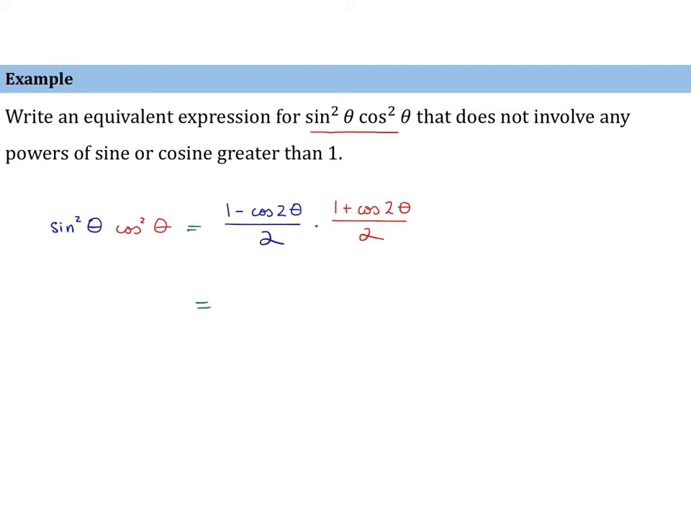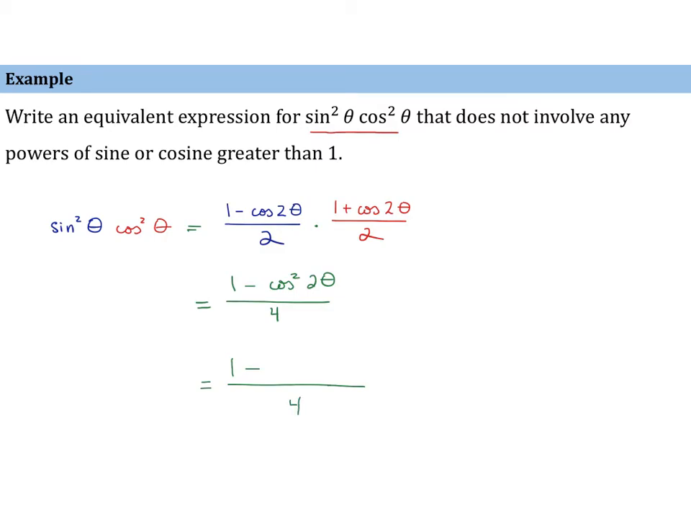So if we multiply the numerators together, this is a lot like a difference of squares. So the outside and inside terms will add to 0. And so we have 1 minus cosine squared of 2 theta all over 4. But what you notice here is that cosine squared of 2 theta has a power greater than 1, which is not desirable for this problem. So let's reduce the power yet again.